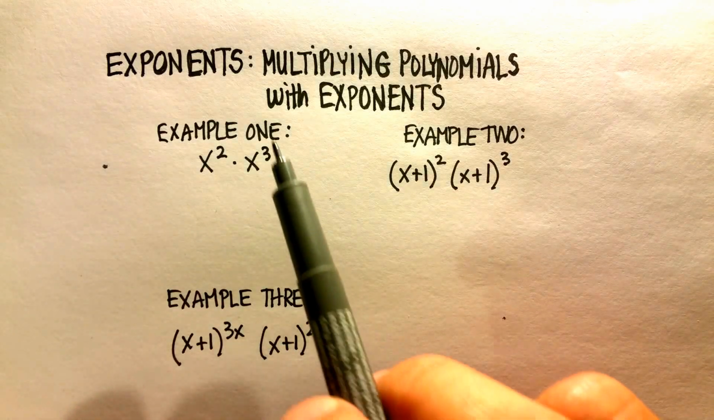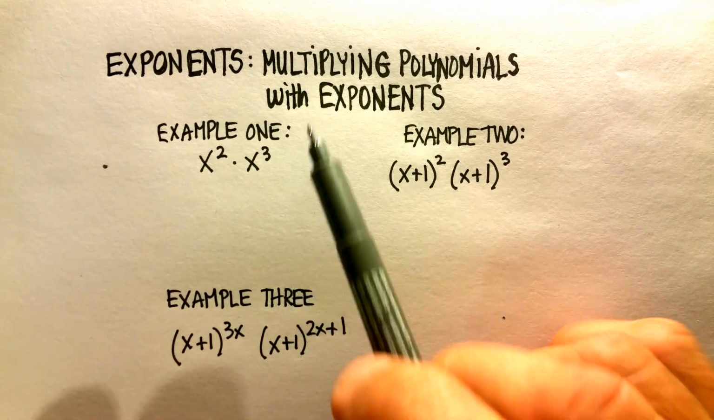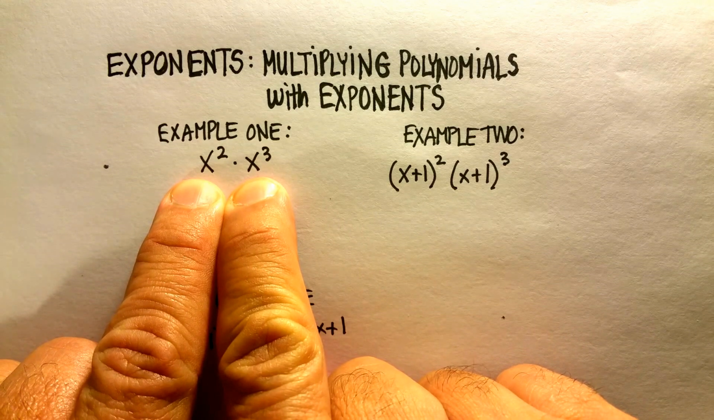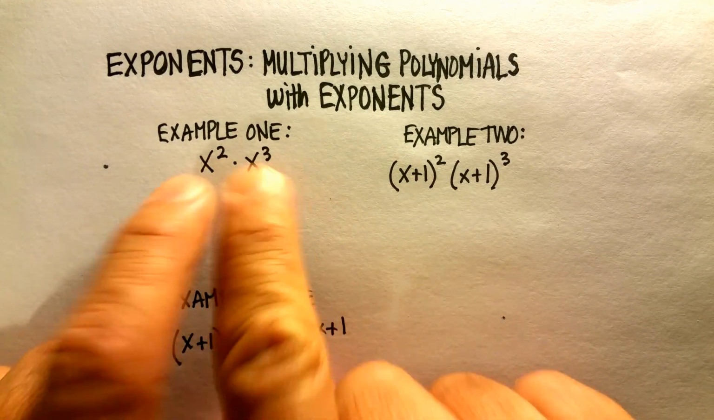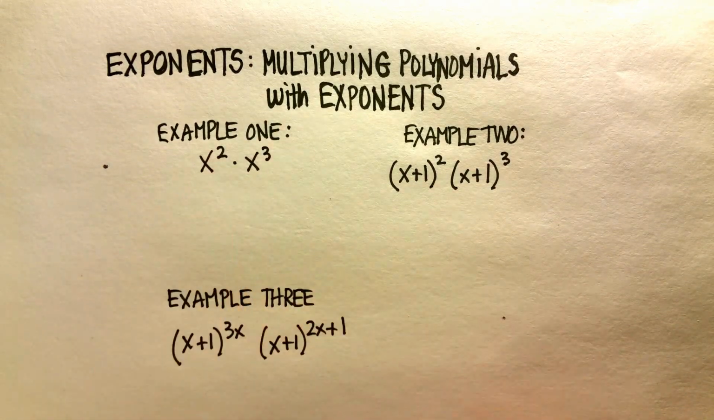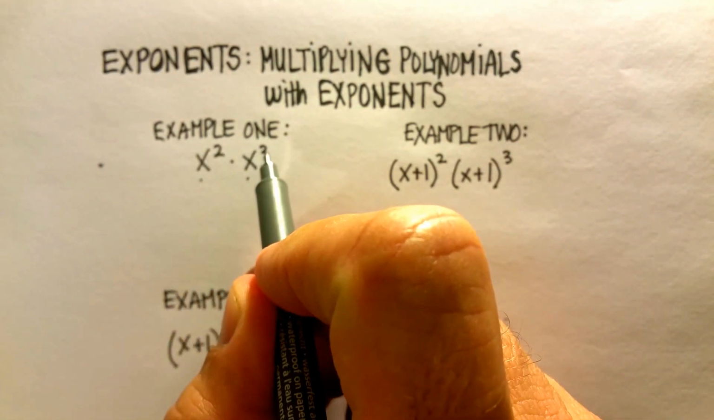Okay, in this video, we're going to talk about one of the rules of exponents that says when you multiply bases that are the same, you will add the exponents. Okay, so let me say that again. When you multiply two numbers or two terms where the bases are the same, then you just add the exponents.